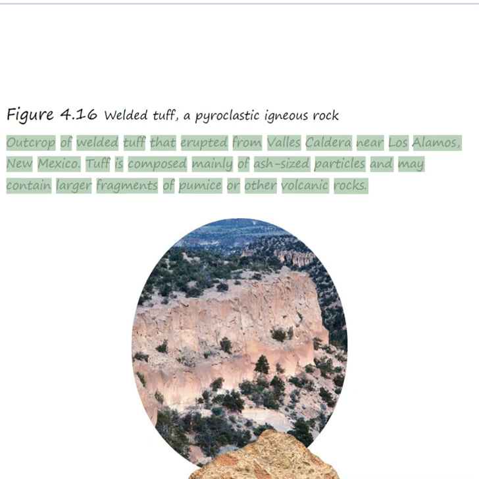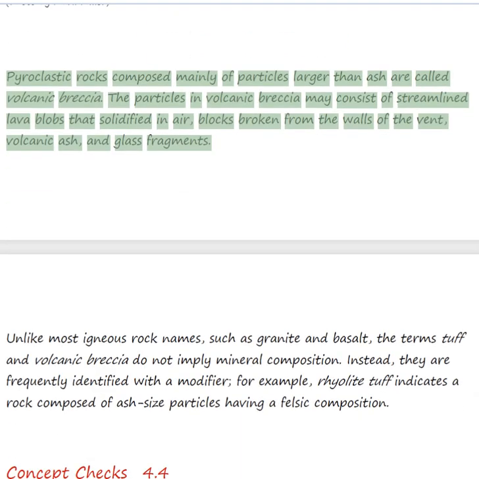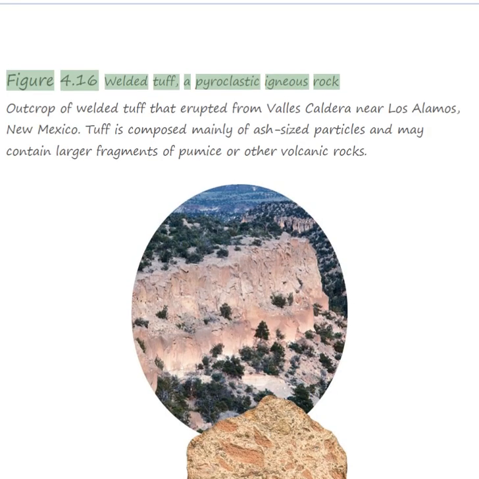Tuff is composed mainly of ash-sized particles and may contain larger fragments of pumice or other volcanic rocks. Pyroclastic rocks composed mainly of particles larger than ash are called volcanic breccia. The particles in volcanic breccia may consist of streamlined lava blobs that solidified in air, blocks broken from the walls of the vent, volcanic ash, and glass fragments. Figure 4.16, welded tuff, a pyroclastic igneous rock.